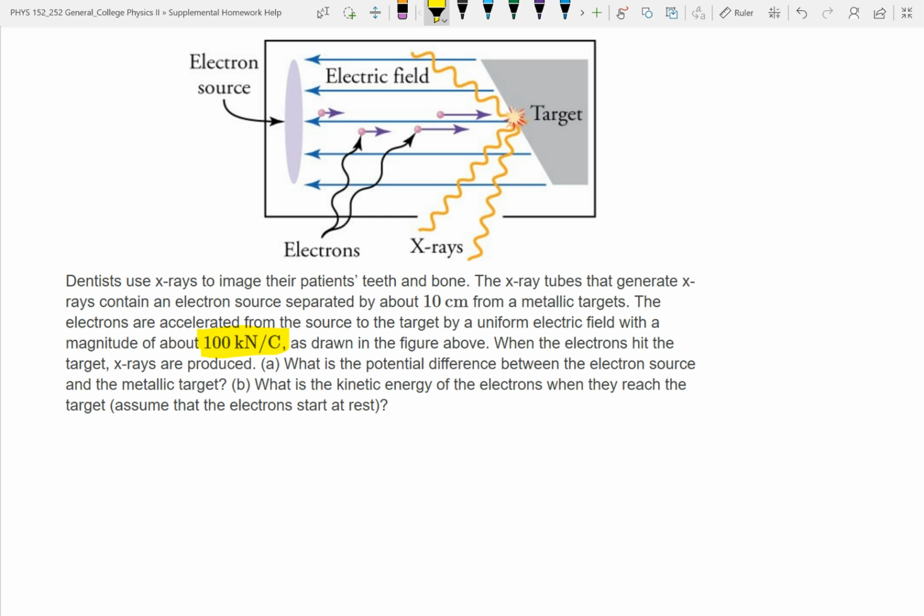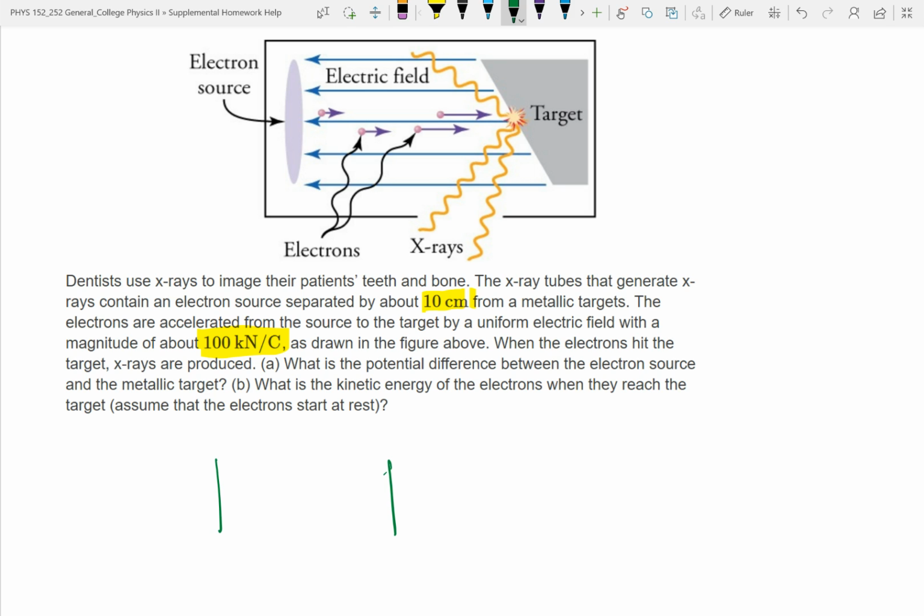When the electrons hit the target, x-rays are produced. What is the potential difference between the electron source and the metallic target? So we have two numbers here, 10 centimeters and 100 kilonewtons per coulomb. I'm going to redraw my picture so it just shows two parallel plates because that's what we're used to. And that's the only situation, the uniform electric field, where our equation works.